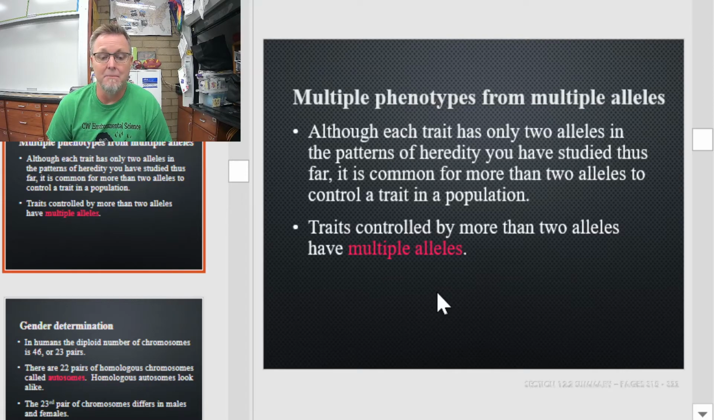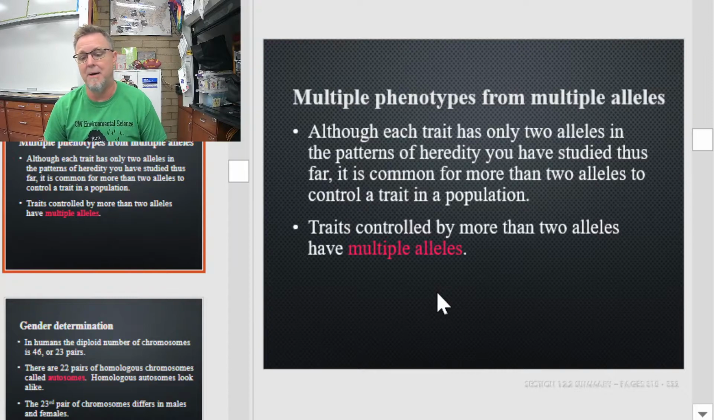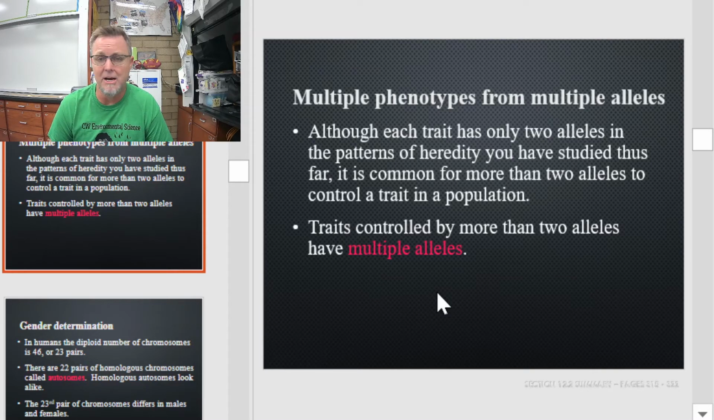Next thing to look at is phenotypes that occur from multiple alleles. Although each trait has only two alleles in the patterns of heredity you've studied thus far, it's more common for more than two alleles to control a trait in a population. So traits that are controlled by more than two alleles are called multiple allele traits. Probably the best example of multiple allele traits, without getting into a lot of technicality, is skin color, hair color, and eye color in humans. It's the additive effect of multiple alleles that gives us all the different variations that we see in skin color, hair color, and eye color.